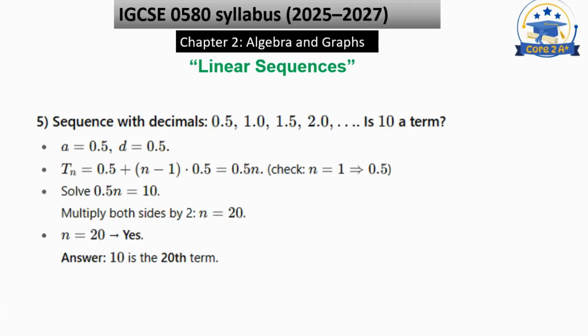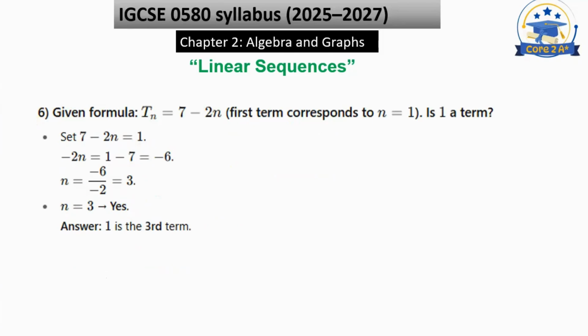Okay. Fifth, a sequence with decimals. It is not compulsory that every term would be in a proper form. These are terms, so they could be in decimal also. First term, second term, third term, fourth term. Now it is asking, is 10 a term or not? So you need to follow the same pattern, same formula, and you will get n equal to 20. This is an integer. So it means yes, 10 will lie in this particular sequence.